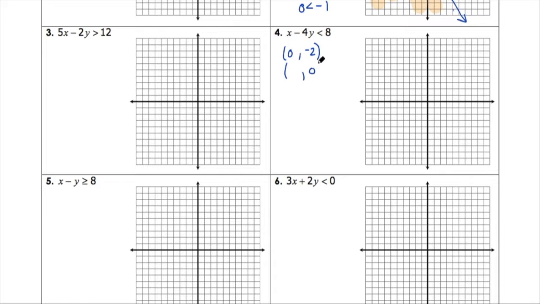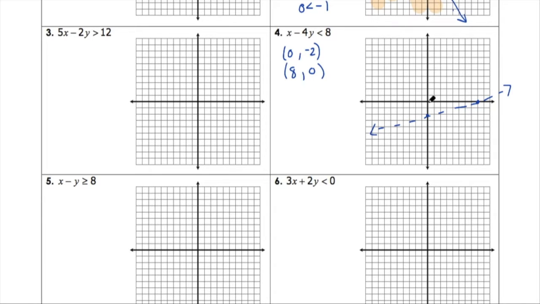And then if we put 0 in for y, well, 0 here, that's just going to give us that x is 8. So we have the point 8, 0, and 0, -2. So those are our 2 points. We see our symbol is just a less than, so we can go ahead and put a dotted line right through those. Again, you'll have a ruler. Make sure you put your arrows on the other ends.